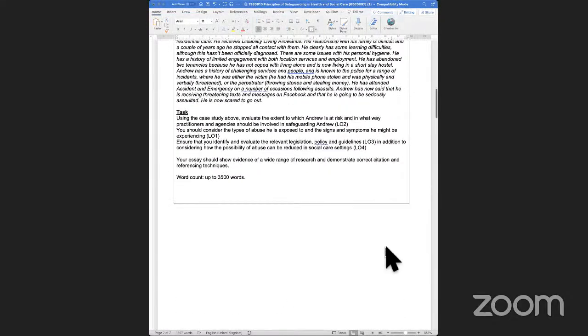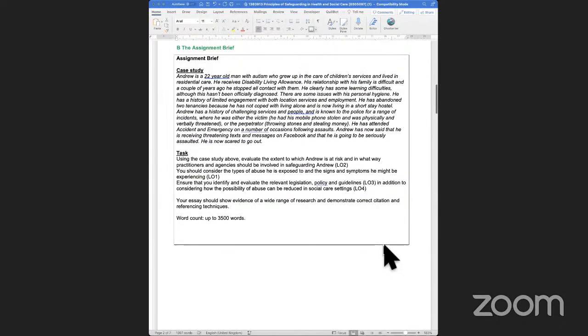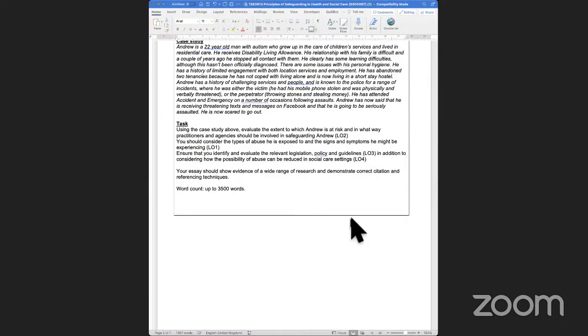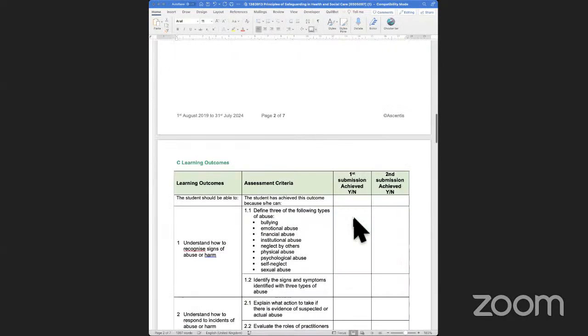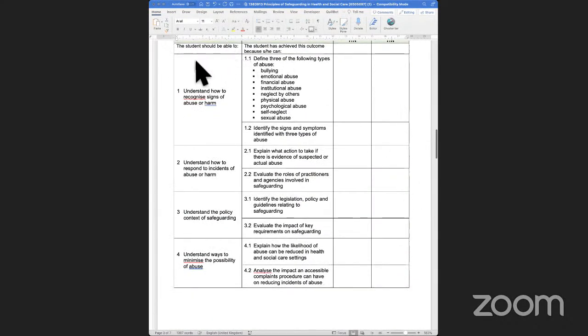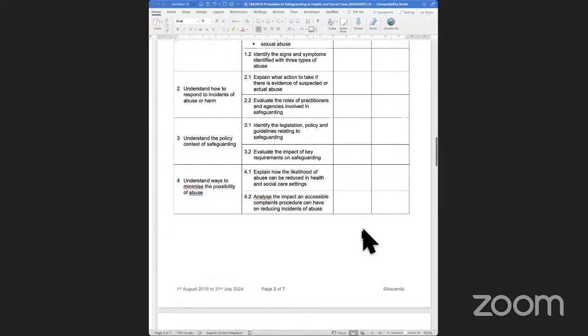So if I look at the case study now in a bit more detail, if I go into subsequent pages of the assignment brief, you would see that this case study would allow us to cover these particular topics, which are learning outcomes that we have covered.